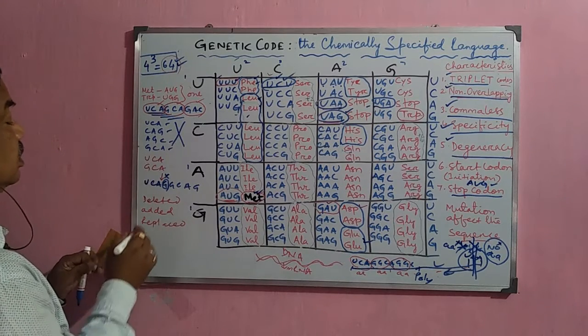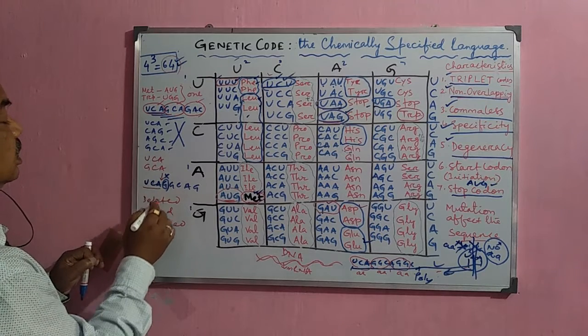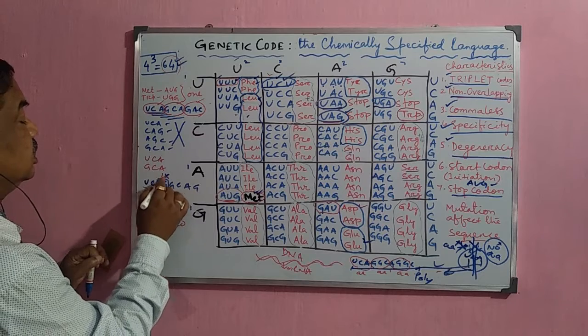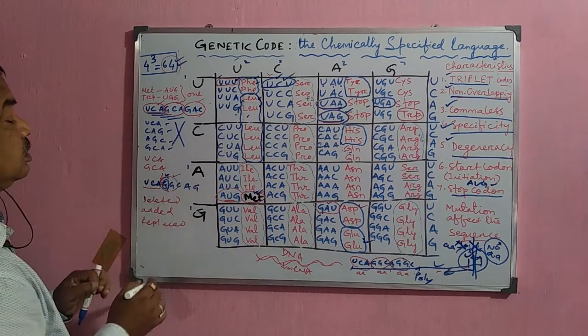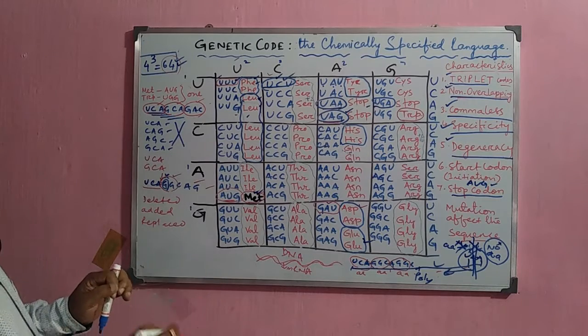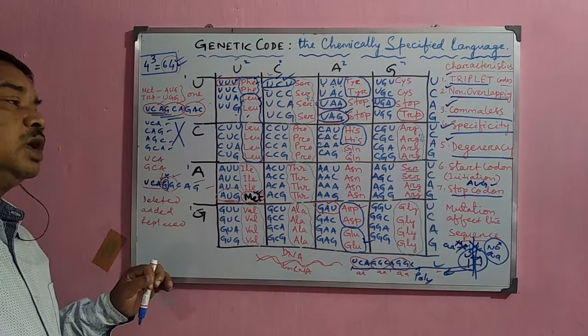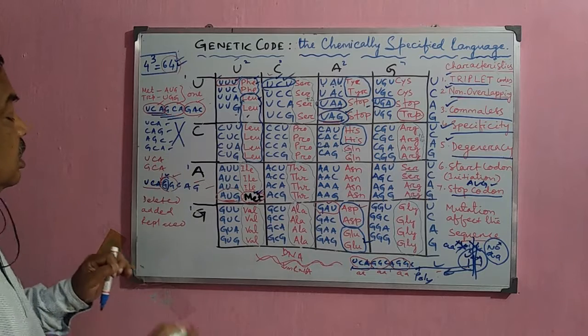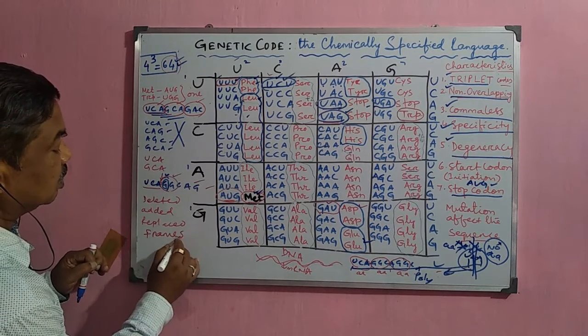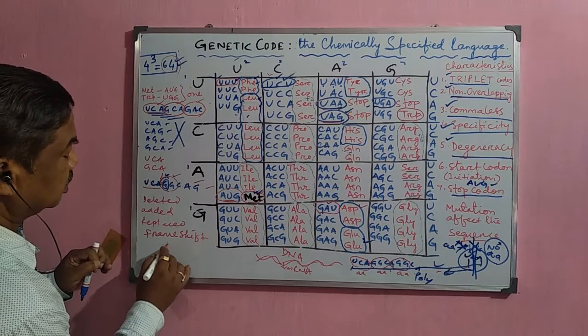So either one nitrogenous base will be deleted, or one will be added, or replaced. Then what happens? With this UCA, if a G is added here, then GGG will follow. So it will change the entire sequence of the codons, and the sequence of the amino acids will automatically change. This phenomenon is called frame shift mutation.